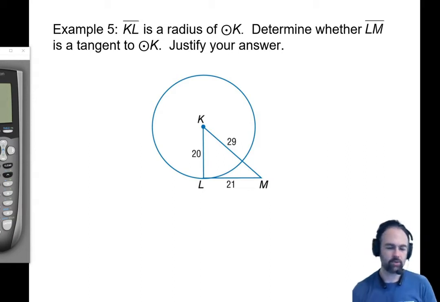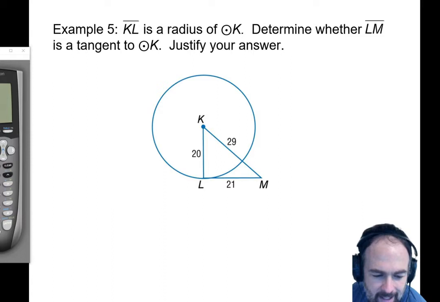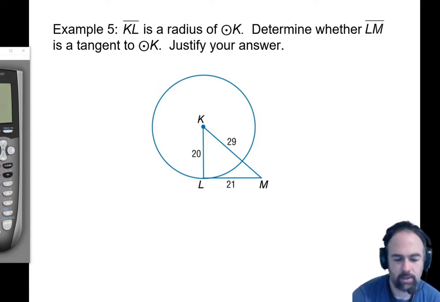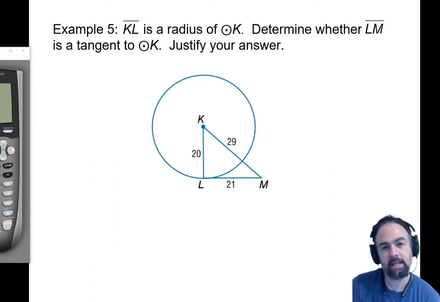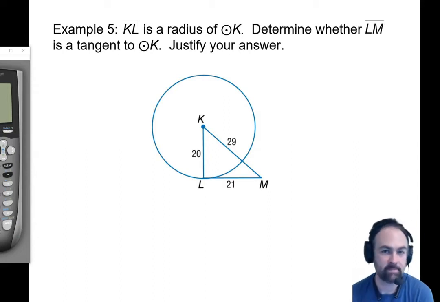All right, so let's say that we have KL. It's a radius to circle K. We want to know whether LM is a tangent. Justify your answer. Now, what we're trying to do here is we got to know, is angle KLM a right angle? Because if it is a right angle, then LM must be tangent.